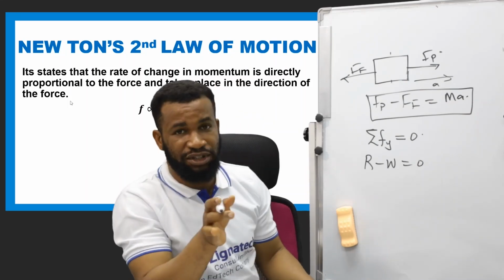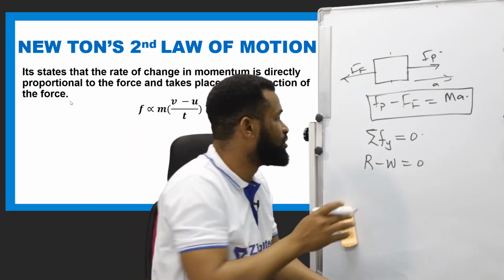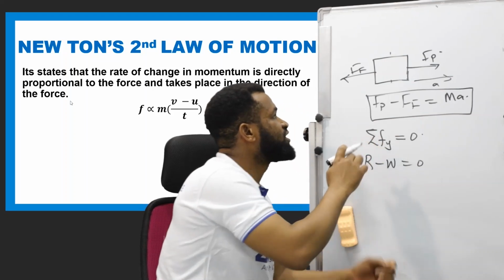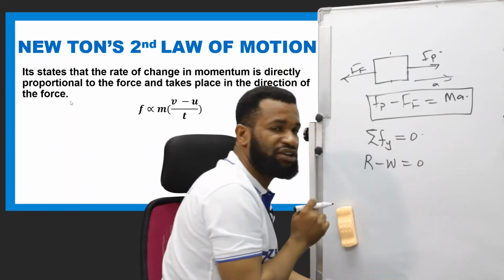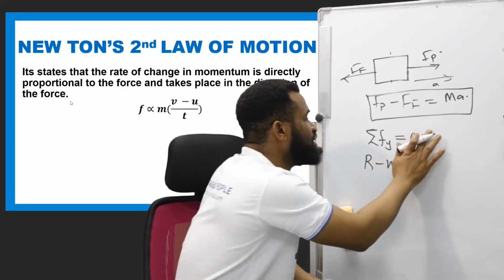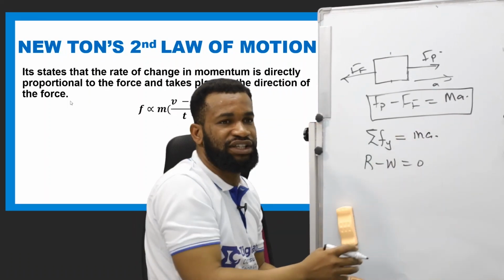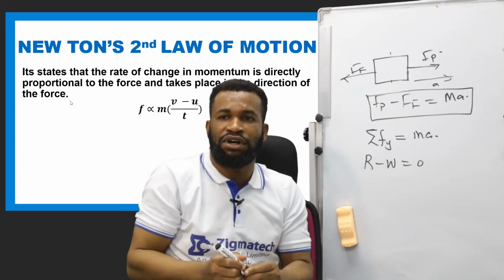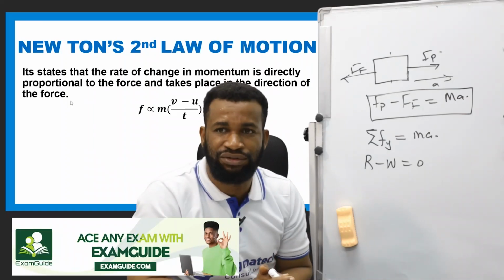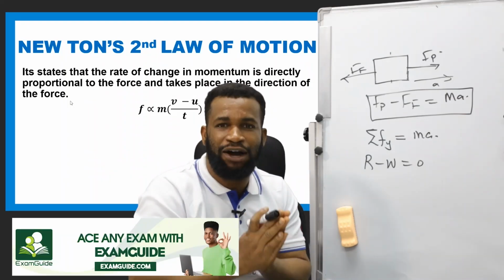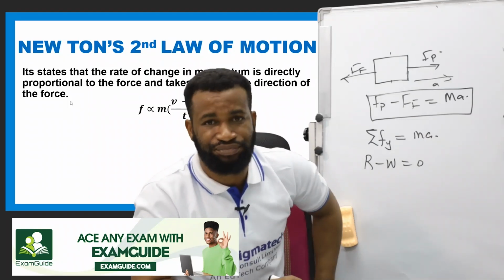According to this second law of motion, we say that the sum of forces in the y direction is not going to be 0 in this case. According to Newton's second law, it's going to be equal to ma. That means the body is accelerating. Now we are going to solve one calculation to back our theory up.